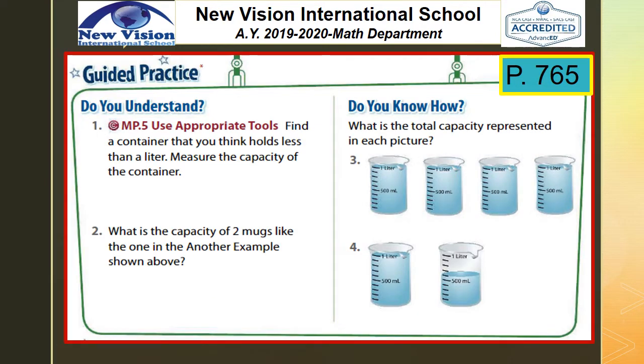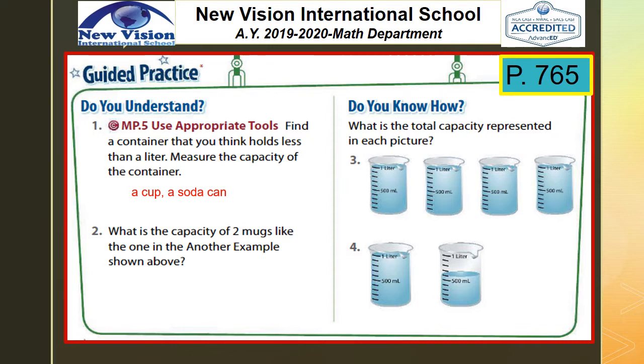Now let's do page 765 of your book. We have the guided practice, the Do You Understand part. Number 1. Find a container that you think holds less than a liter. Measure the capacity of the container. So, what do you think? We can say a cup or a soda can. They are all less than a liter, right? Next, we have number 2.